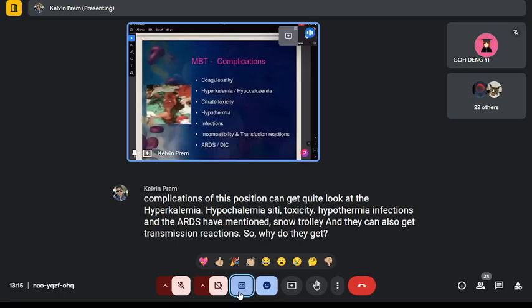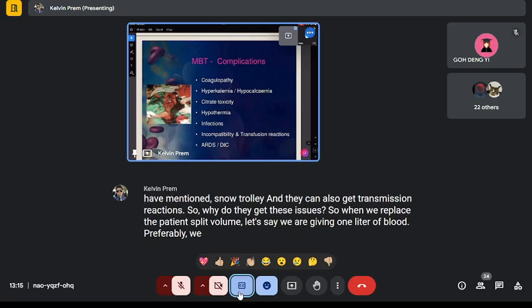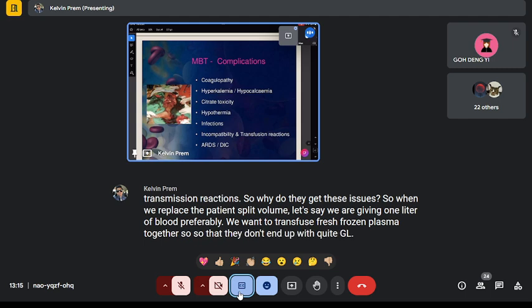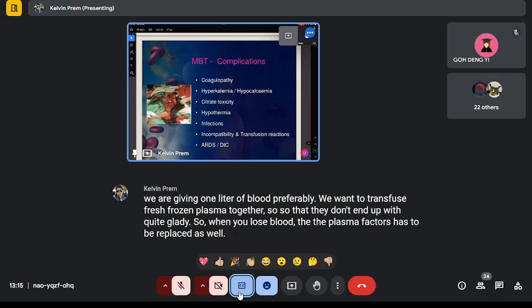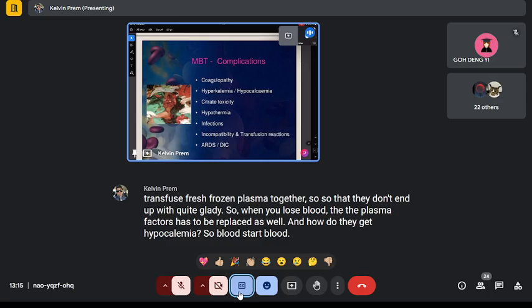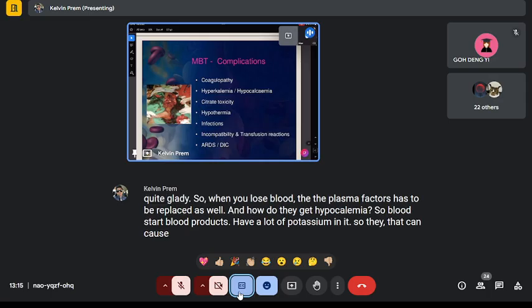So why do they get these issues? When we replace the patient's blood volume, let's say we are giving 1 liter of blood, preferably we want to transfuse fresh frozen plasma together, so that they don't end up with coagulopathy. When you lose blood, the plasma factors have to be replaced as well. And how do they get hyperkalemia? Stored blood products have a lot of potassium in them, so that can cause hyperkalemia.